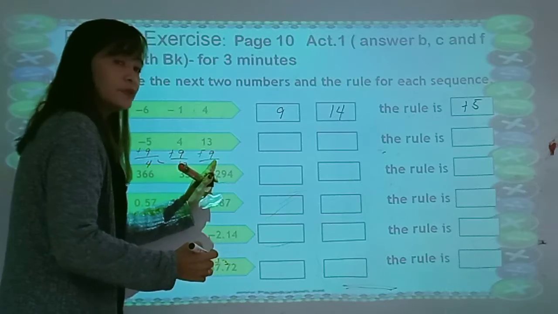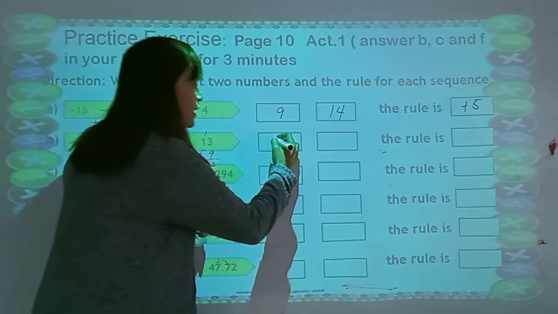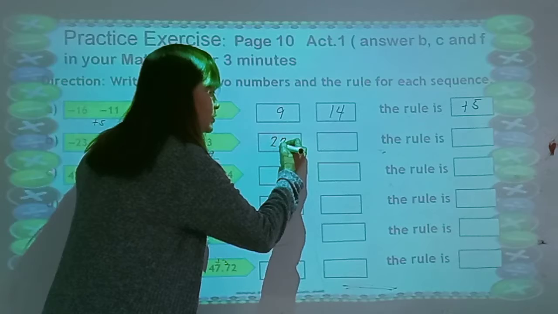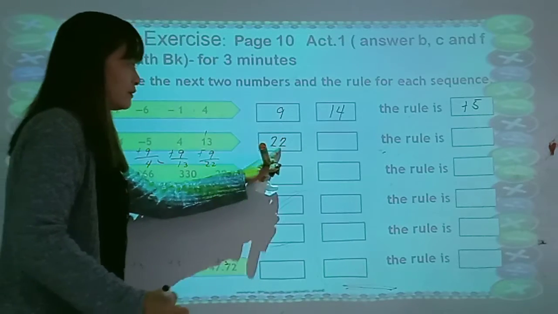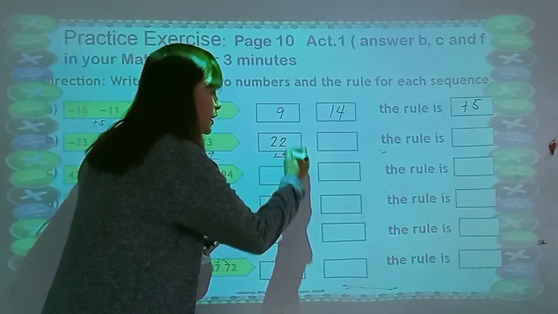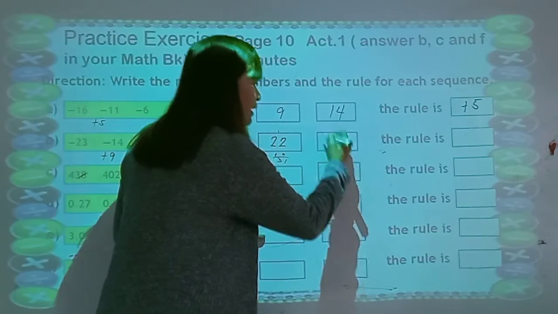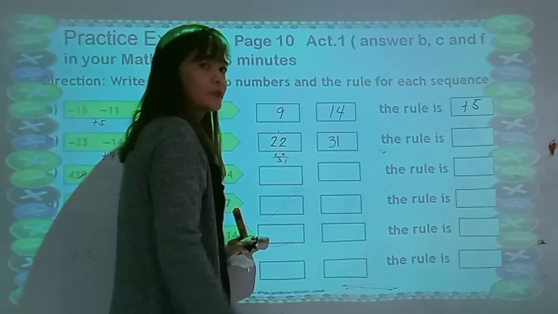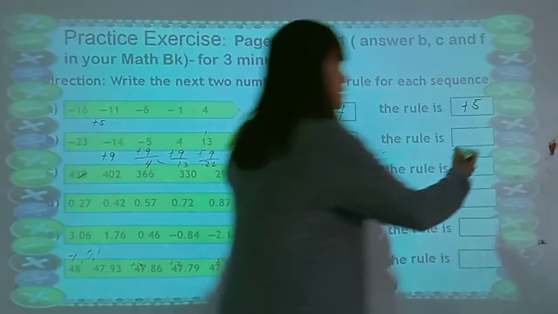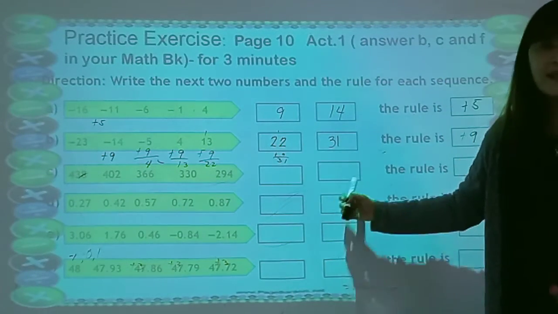Again, class, we need to add plus 9. 3 plus 9 is 12, carry 1, 2. So the next number in the sequence is 22. Then we add plus 9 again. 2 plus 9 is equal to 11, carry 1, so we have 31. So the next number is 31. So what is the rule? The rule is adding plus 9. Can you understand, class?